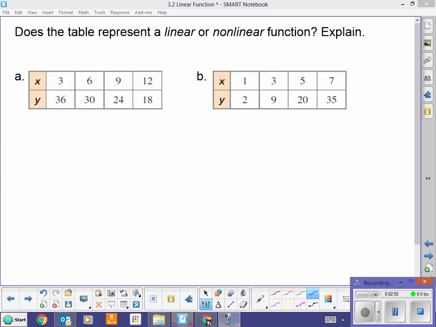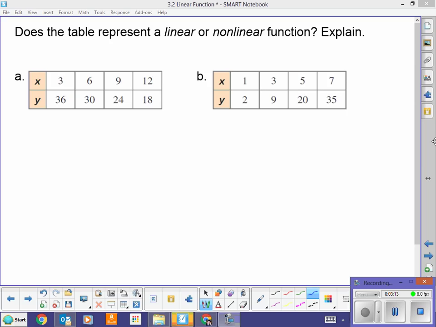Tables. Here's what we need to do. We need to compare the rate of change. When we say rate of change, we're talking about how y changes compared to x. It's a ratio. Again, it goes back to this idea of slope. And if you haven't had that yet, this is kind of a review.